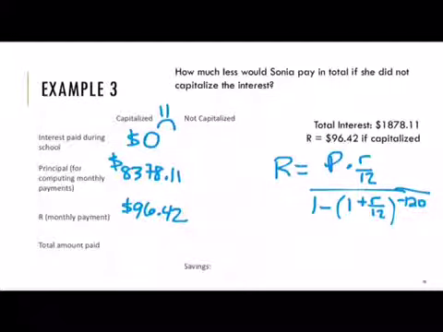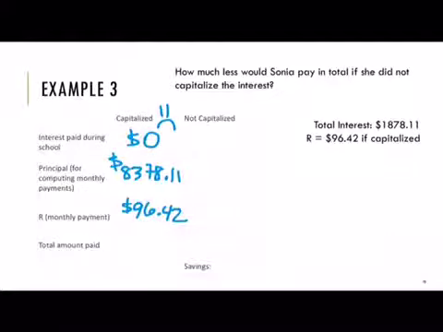Okay, so how much does she pay altogether? Well, this is a 10-year student loan. That's built into the formula we're using. We'd have to modify it for a different number of years. So what she's paying would be the sum of the interest paid during school and then all of her monthly payments once she graduates.